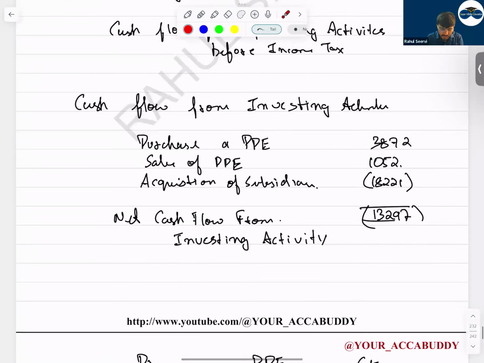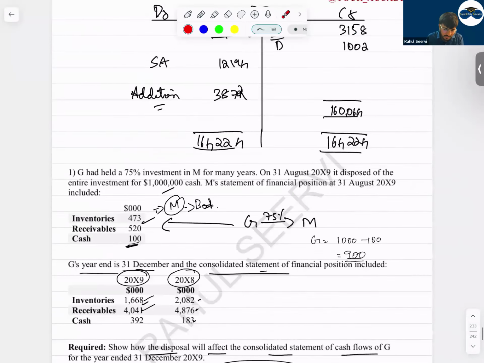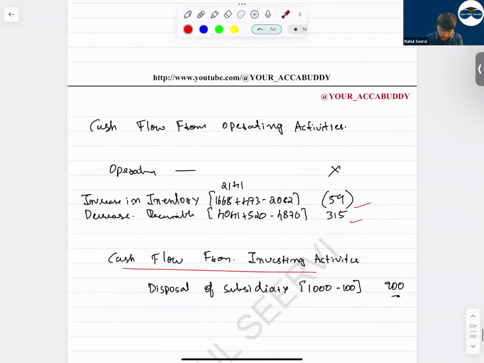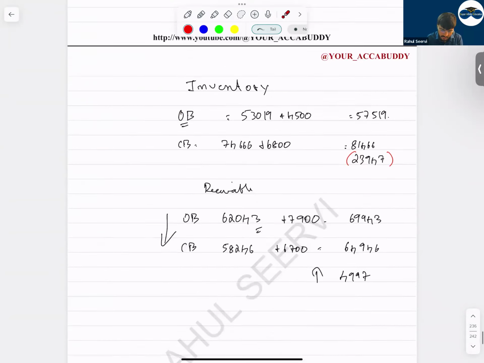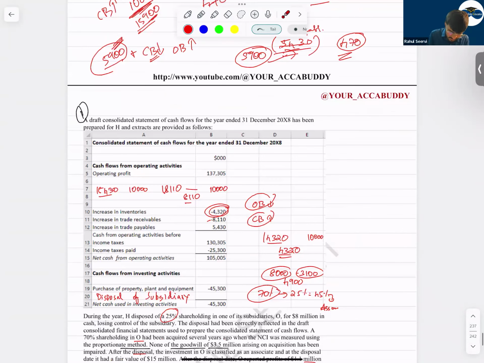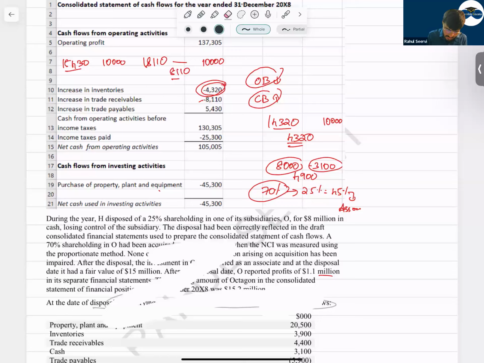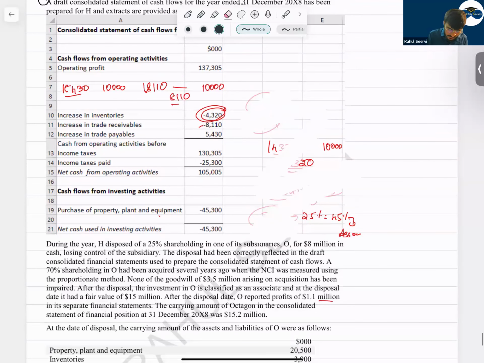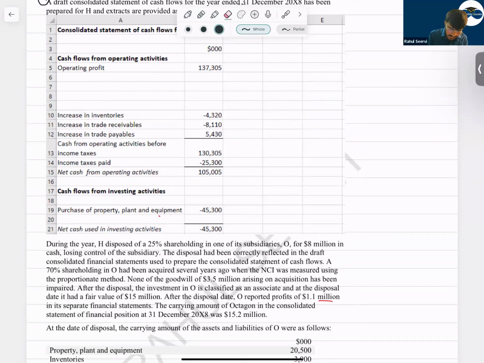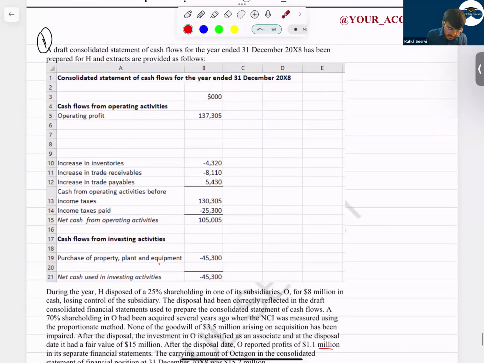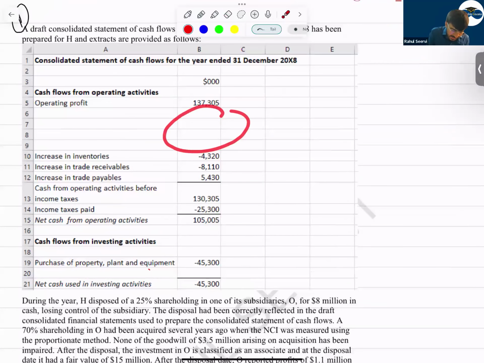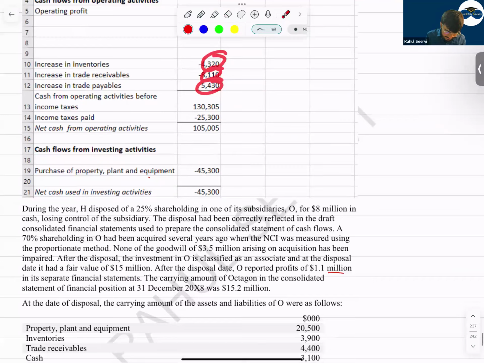The same will apply for disposal also. This was the question where both acquisition and disposal were there. Now see here in this question, a draft consolidated financial statement is given. They mention they have not done the adjustment; you have to do it. Increase in inventory, increase in trade payable, they have given. All are increasing.